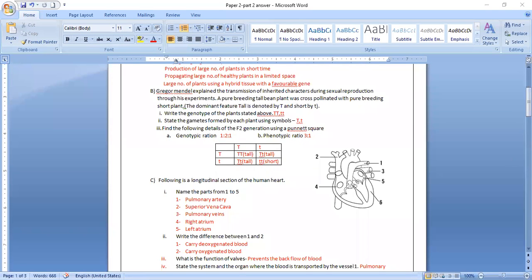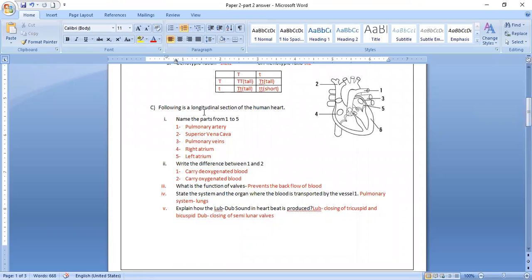Now the C part. Following is a longitudinal section of a heart. So we are going to name. What is the first one? Here you can observe this one. So that is pulmonary artery. Right? Then second here, this part, you can write superior vena cava, right? Then third one here, pulmonary veins. Then fourth, this is right atrium, and the fifth, that is left atrium.